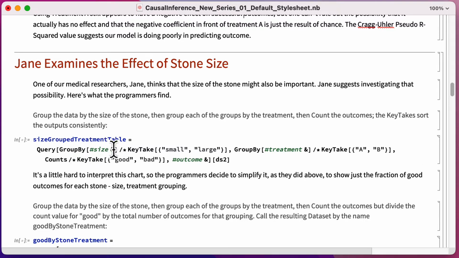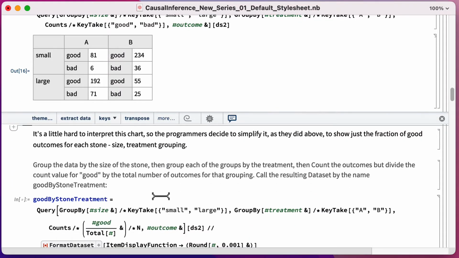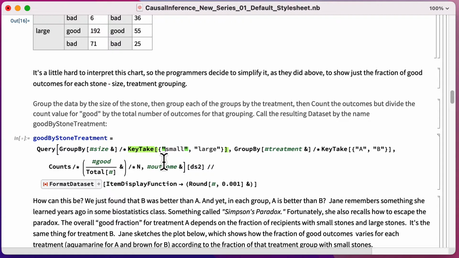We're going to group the data by the size, we're going to group it by the treatment, and we're going to look at the outcome. All right, so we've got our data here for the small stones and the large stones. I will say, staring at this, it's a little bit hard to figure out whether A or B is better. And so what we're going to do is to compute some percentages.